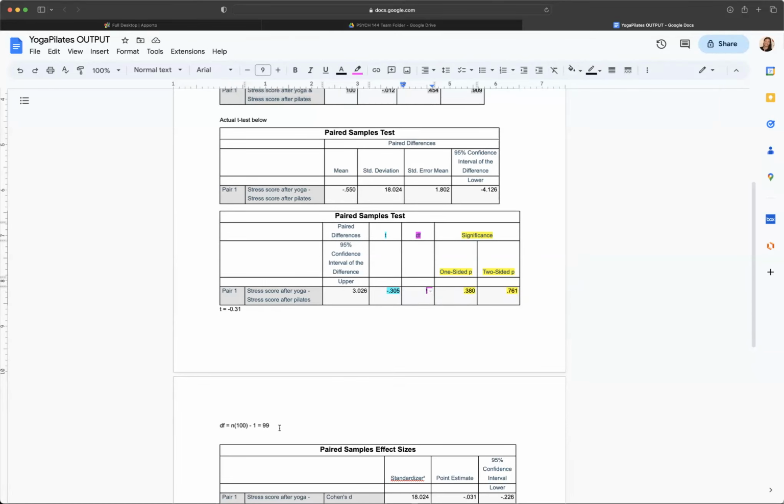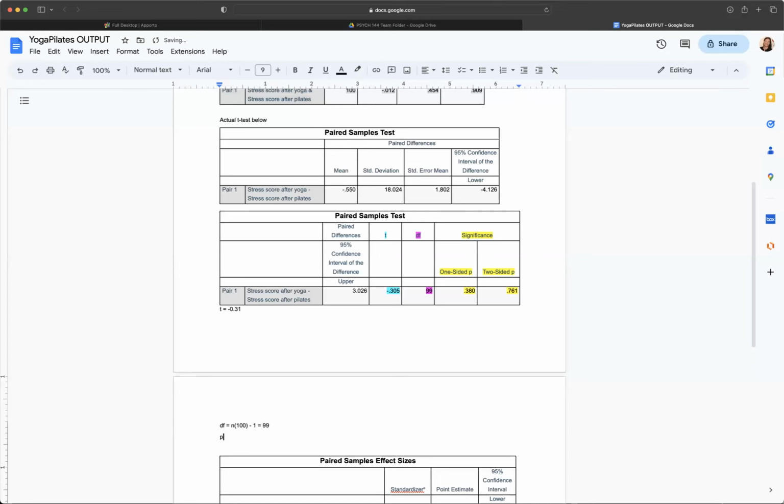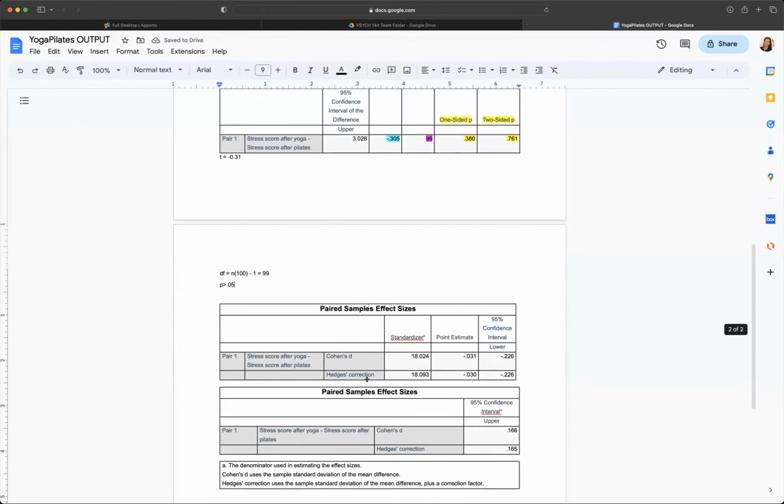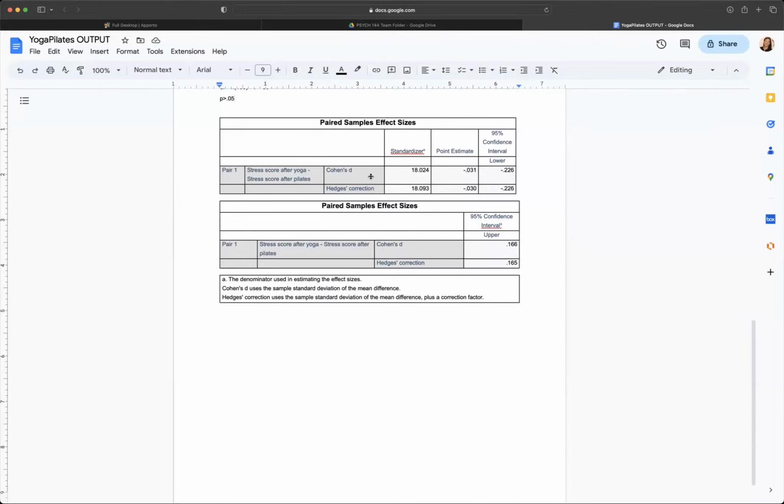And then we have our significance. We can just say p greater than 0.05, or you could report the actual number, but it's fine to put p is greater than 0.05. And what we're going to look at here is effect size. In this case, we're going to talk about Cohen's d. Hedges' correction is for when you have less than 20 responses. We don't need to do that. You should all have at least 20 responses, even after you cleaned up responses that might need to be removed.